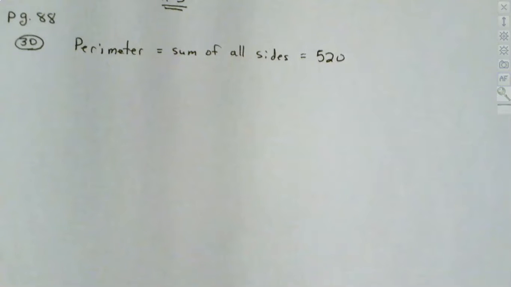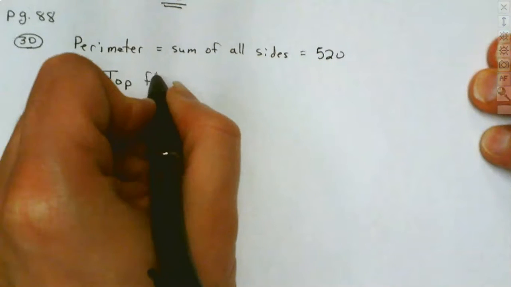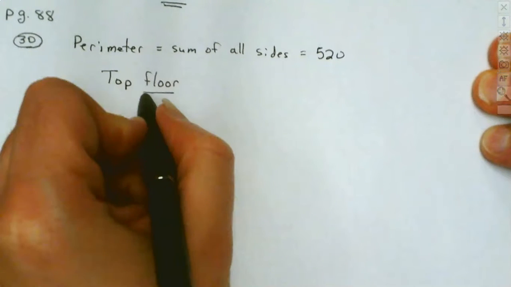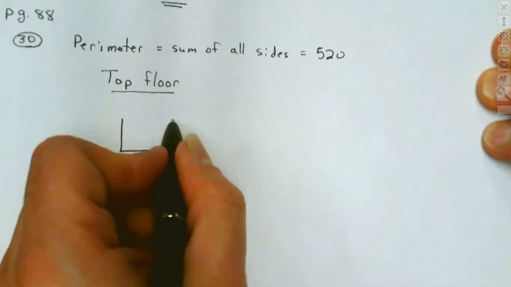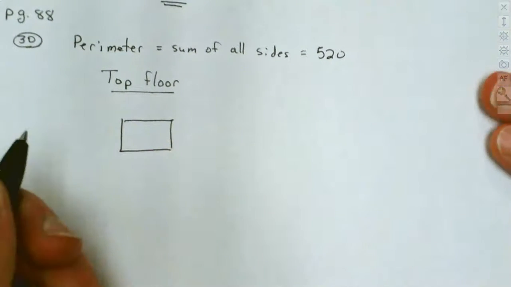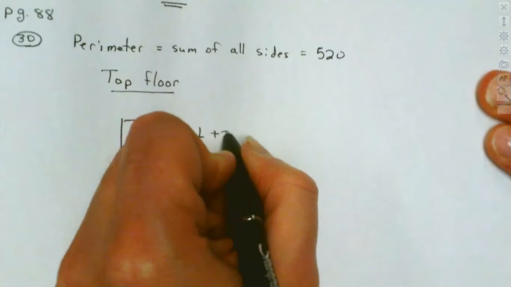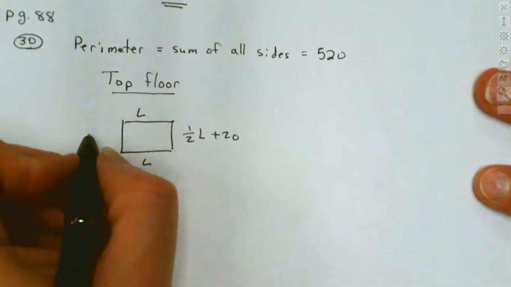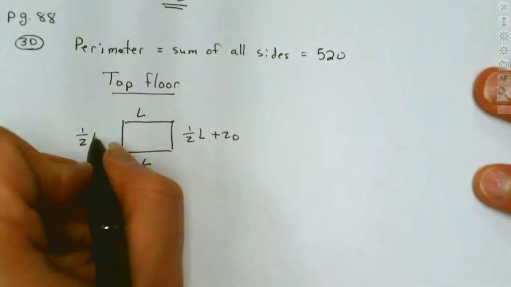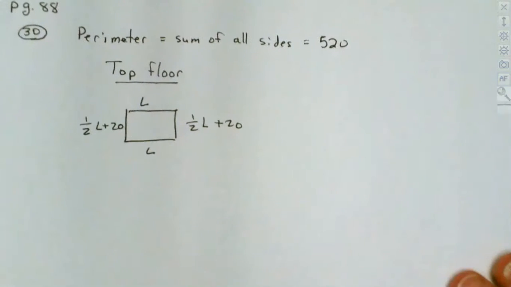Now, we're not worried about the bottom floor. We only worry about the top floor, so let's draw that out. Our top floor looks like this. They've got it drawn out for you, and they've got this labeled as L, and then we've got 1/2 L plus 20. I'm going to label it all the way around. So there's an L at the top and a 1/2 L plus 20 on the left as well. So that's the top floor.